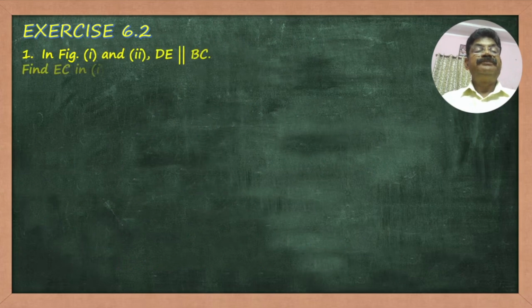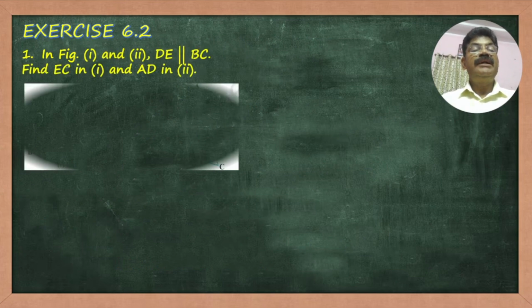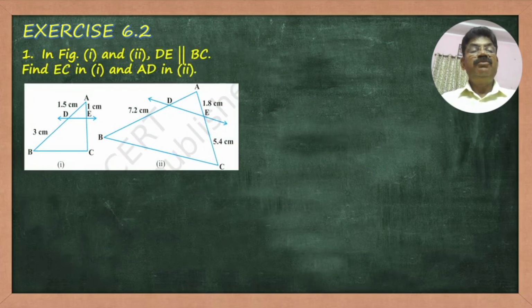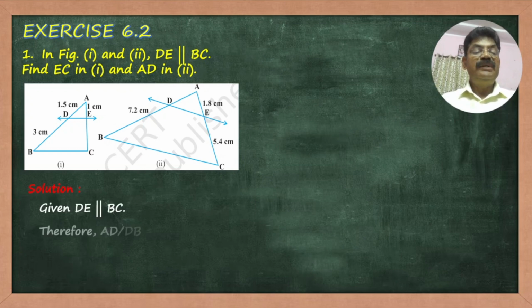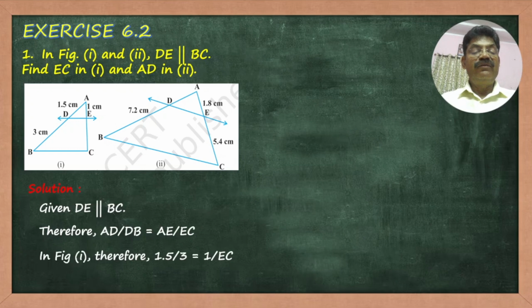Exercise 6.2. First problem. In figures 1 and 2, DE is parallel to BC. Find EC in 1 and AD in 2. Let us apply theorem 6.1 to the first triangle. DE is parallel to BC. Therefore, AD by DB is equal to AE divided by EC. Therefore, 1.5 divided by 3 is equal to 1 by EC. When you simplify, you get EC is equal to 2.